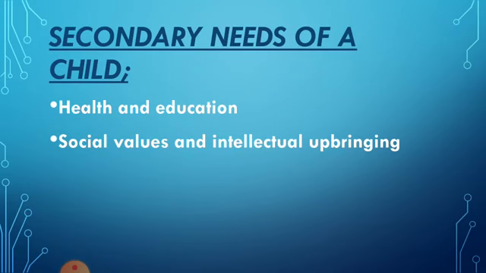The secondary needs of a child are health and education, social values and intellectual upbringing. It means parents should take care of their children's health as well as education. Children should be taught good social and religious values, and given opportunities to polish their skills. Parents and elders should listen to children's problems, treat them with love and understand their needs.